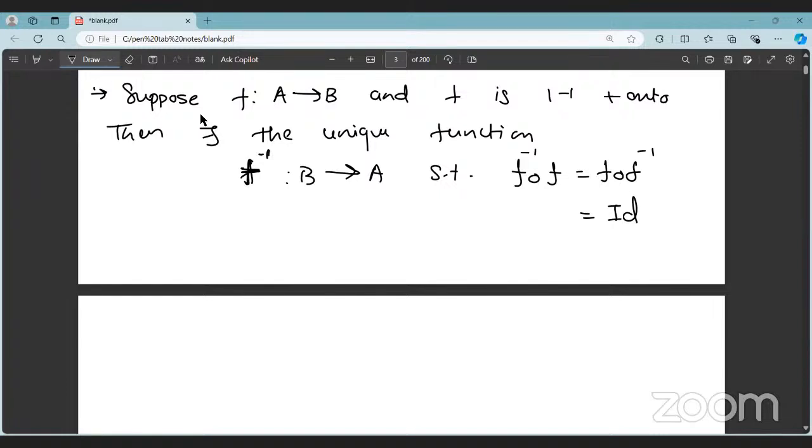This will happen only when your function is one-one as well as onto. Then only we can say that a function is a bijective function and there exists an inverse of that. So the same case is happening here.